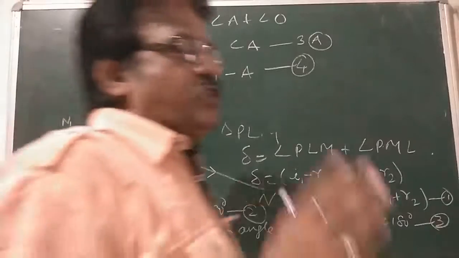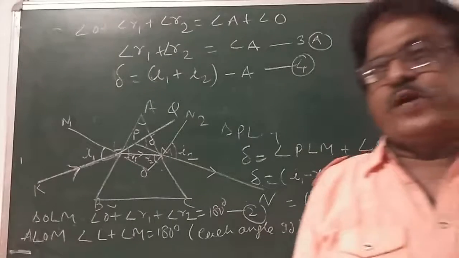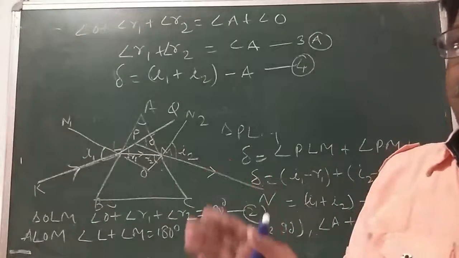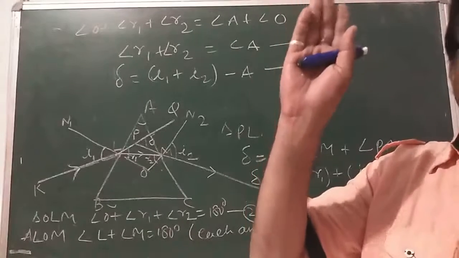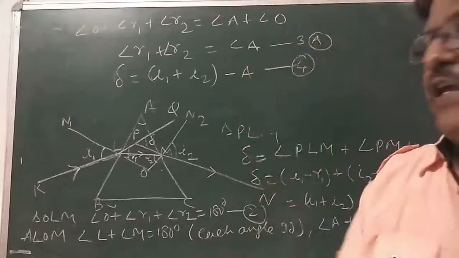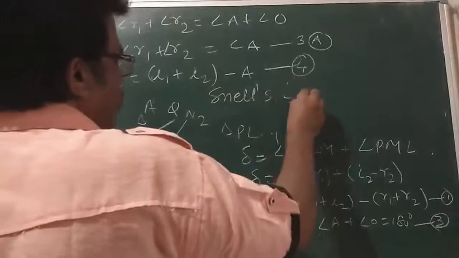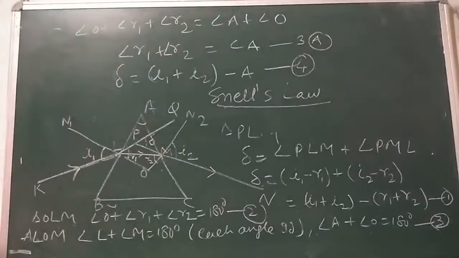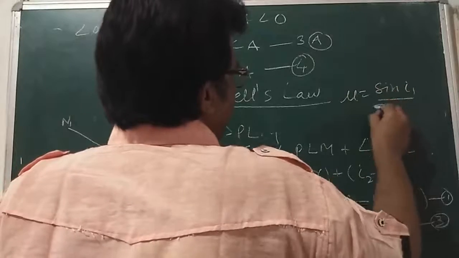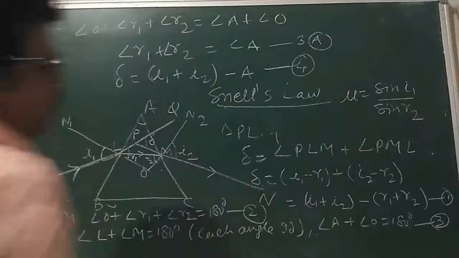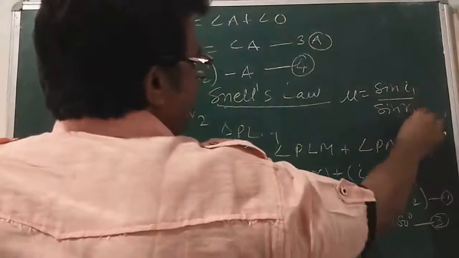Then dear children, who tells me, we have seen laws of refraction of light, and in the laws of refraction of light we also know, what is Snell's law? Who will give the answer? Sir, yes, I can give the answer. So dear children, stand up and give the answer. According to Snell's law, mu is equal to sine of I1 divided by sine of R1. Sorry, here it is R1.